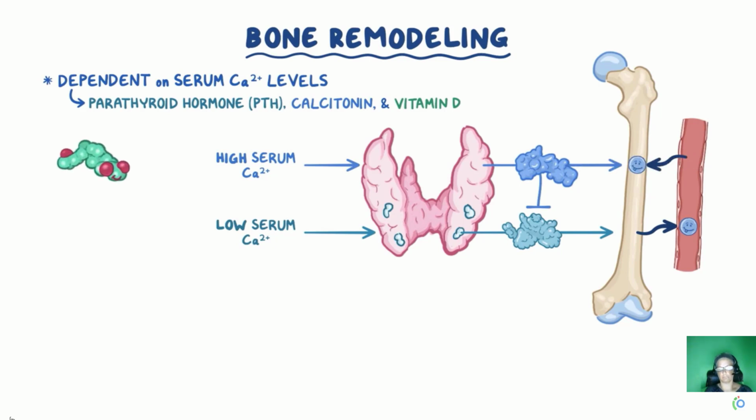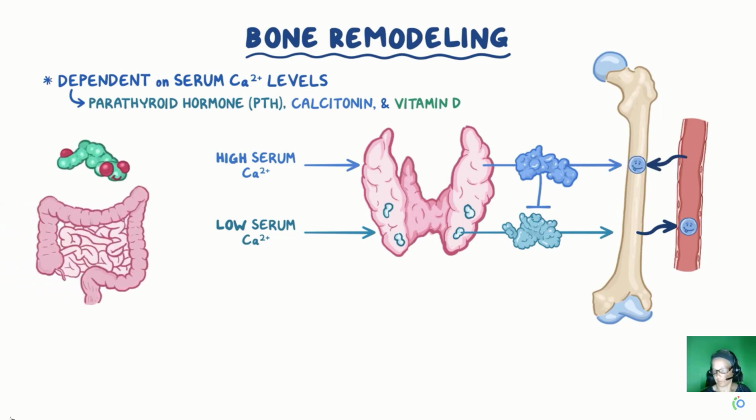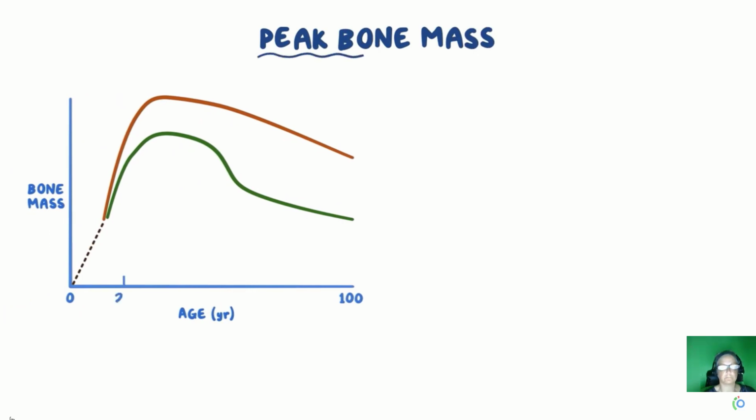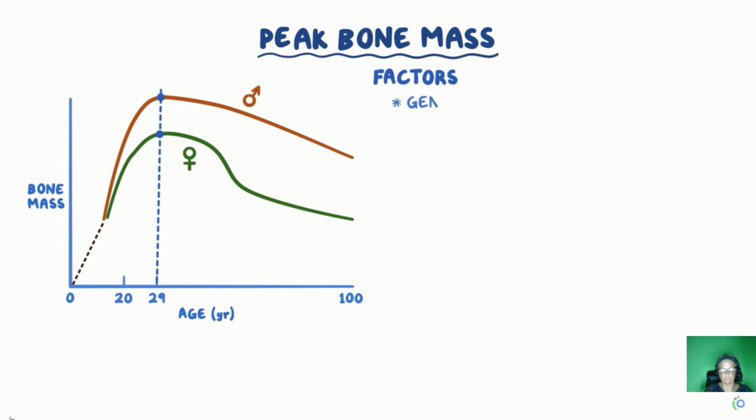Finally, vitamin D promotes calcium absorption in the gut, so it increases serum calcium, promoting bone formation and decreasing bone resorption. The balance between these regulatory factors results in a peak bone mass, usually by age 20 to 29, and this usually occurs earlier in females than in males.